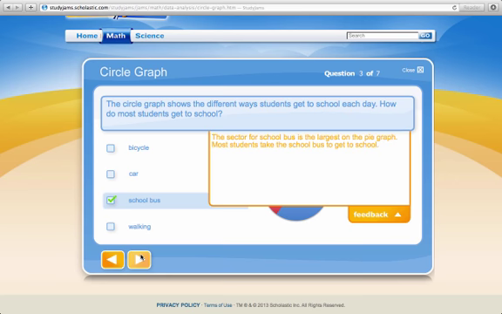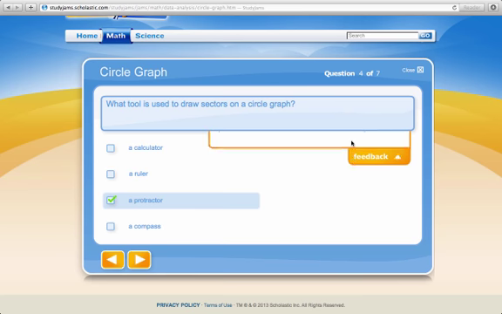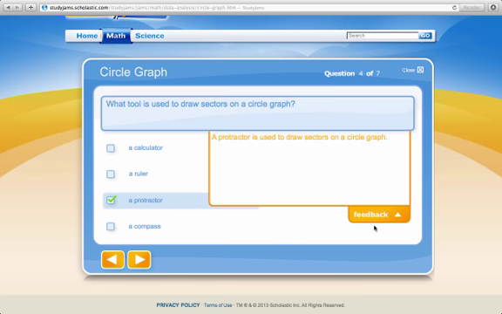The sector for the school bus is the largest on the pie graph. Most students take the school bus to get to school. That's the blue section right there. A protractor is used to draw sectors on a circle graph.